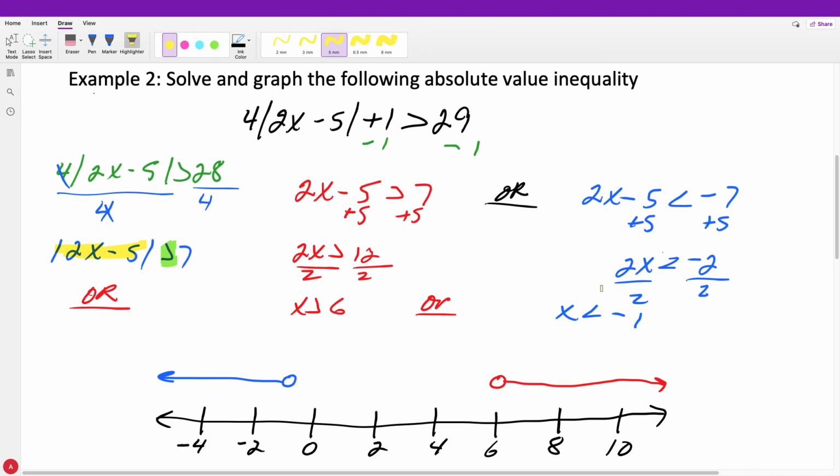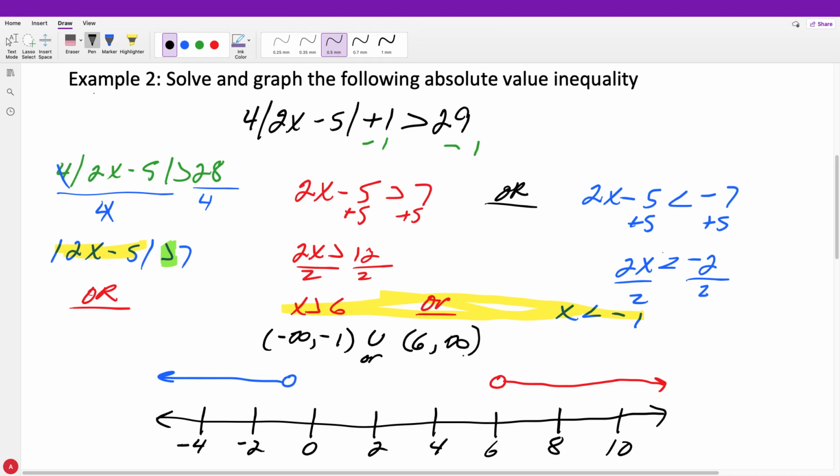And the way that you can write your final answer is like this. Or if you wanted to write it in interval notation, we can say negative infinity to negative 1, and both of those are parentheses because we can't include them. We can use the union symbol, or you can write "or" if you want. And then we will go from 6 to positive infinity. So for this one, either one of these two highlighted could be an acceptable way of writing your answer.